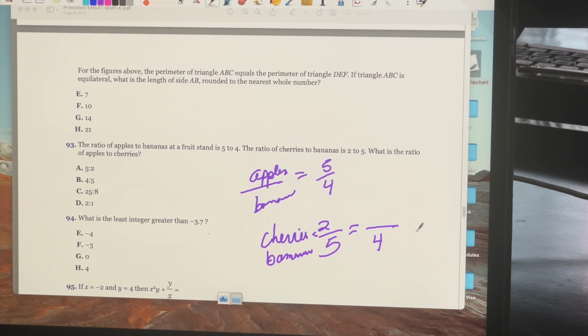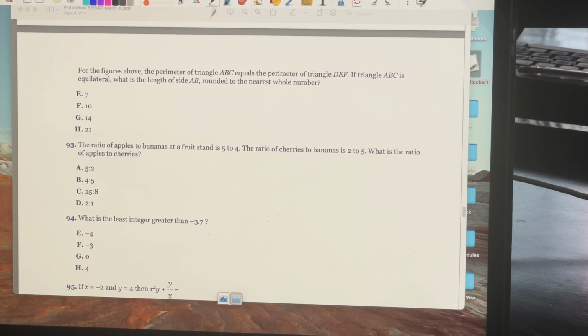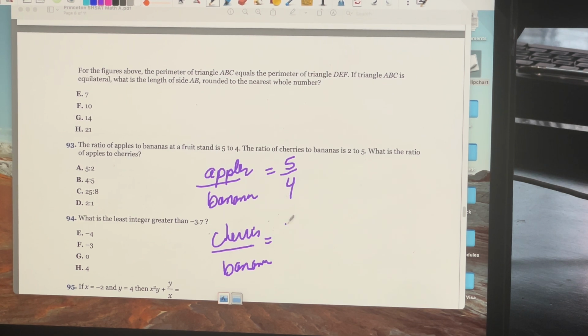Hang on a second, guys. Maybe write this a little better. Apples to bananas is 5 to 4. Cherries to bananas equals 2 to 5. So let's see how I will do this.